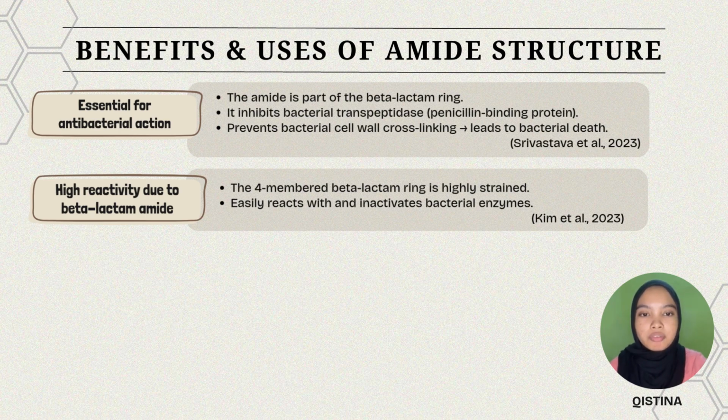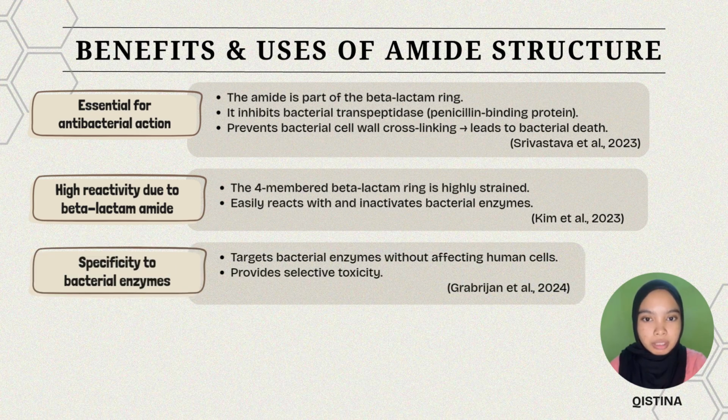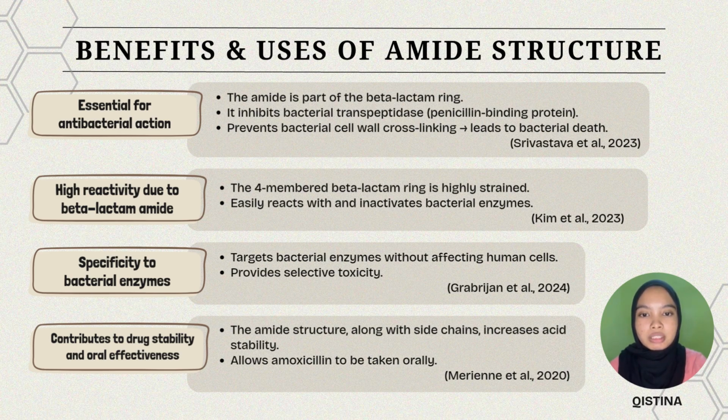Next, high reactivity due to the beta-lactam amide. The four-membered beta-lactam ring is highly strained, easily reacts with and inactivates bacterial enzymes. Other than that, specificity to bacterial enzymes. Targets bacterial enzymes without affecting human cells. Provides selective toxicity. Finally, contributes to drug stability and oral effectiveness. The amide structure, along with side chains, increases acid stability, which allows amoxicillin to be taken orally.